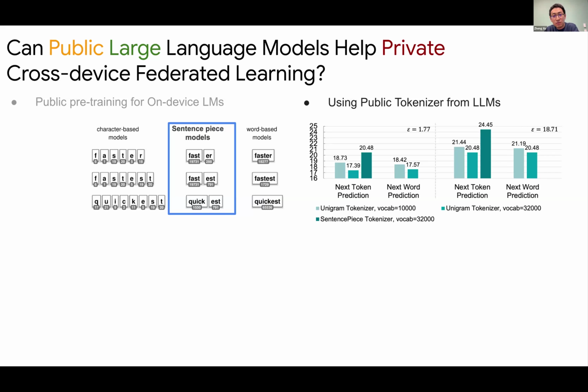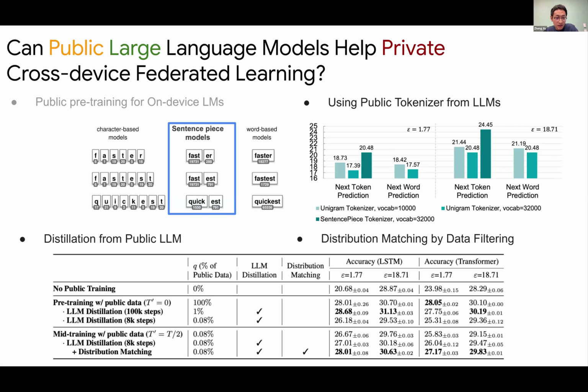Another thing we did is to explore a little bit about a public tokenizer from large language models, the powerful SentencePiece tokenizer. Can we get some help from that? It turns out that it's pretty useful, but again, there are some challenges for using it in the production features we have in Gboard. We are still investigating that.